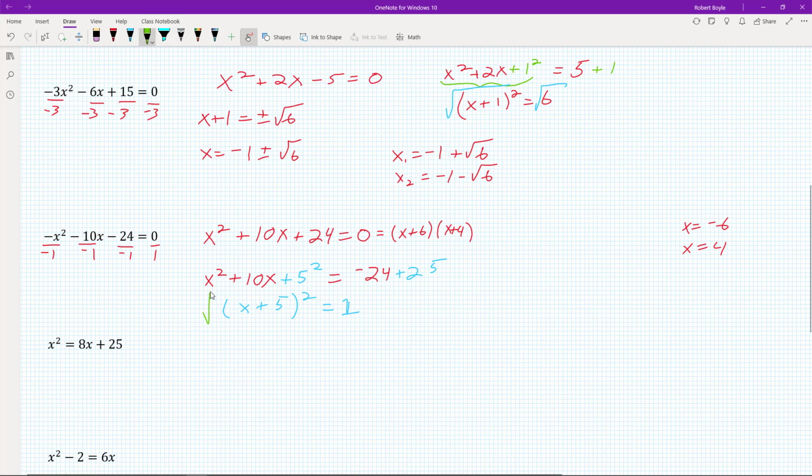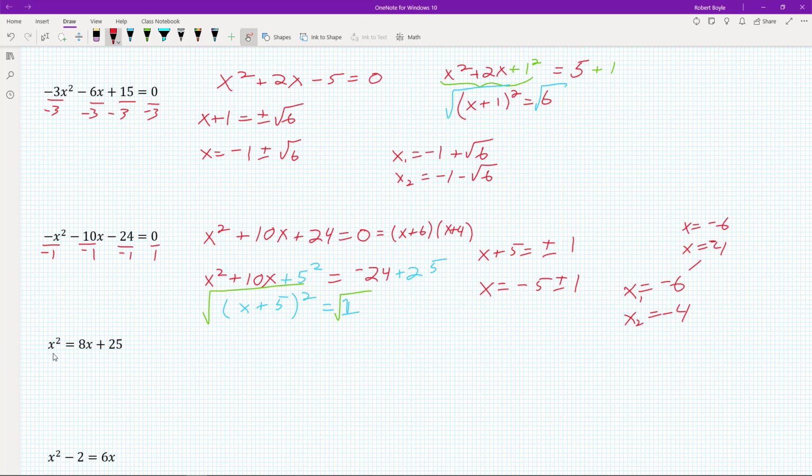So here we go. Square root here, and when we do, we will have that x plus 5 is equal to plus or minus 1. And then solving for x, we will have x is equal to negative 5 plus or minus 1, which will give us x is equal to negative 6, or x is equal to negative 4, which is exactly the same solutions we would have got had we factored. And this brings us to the third one.